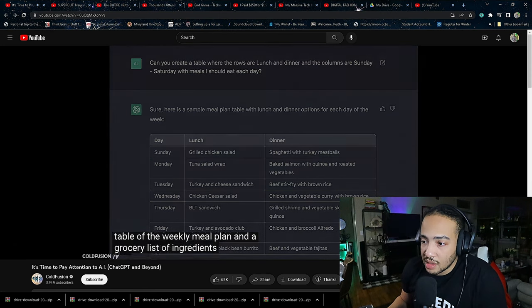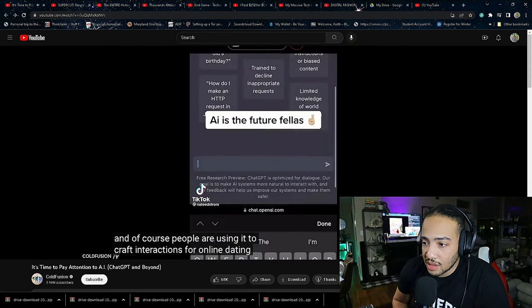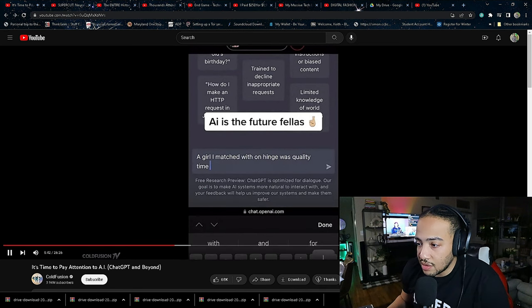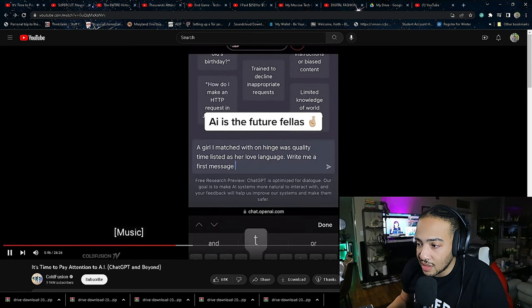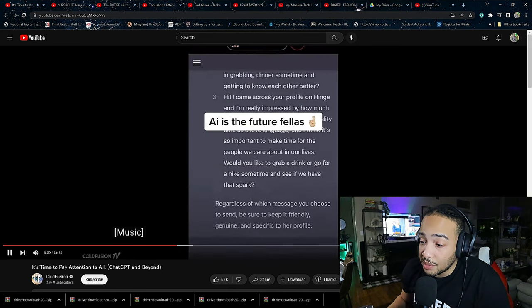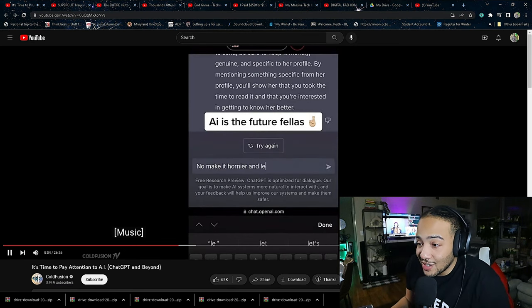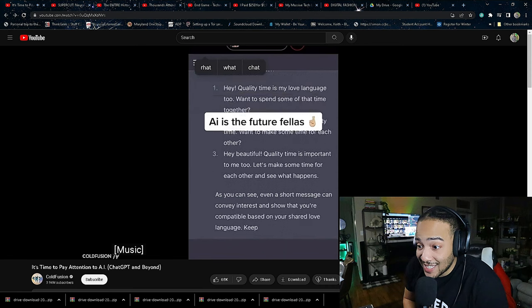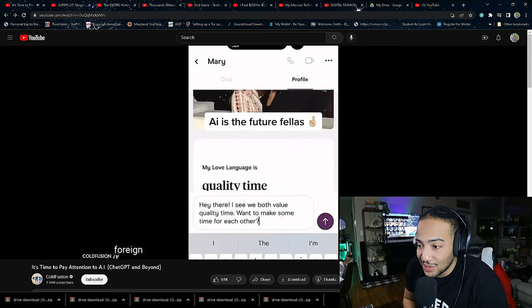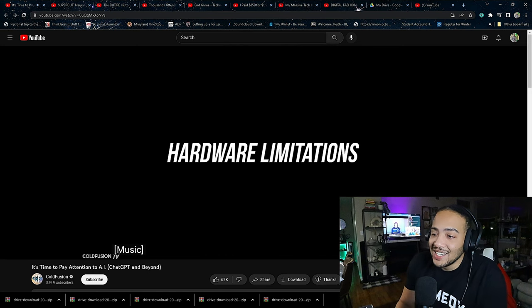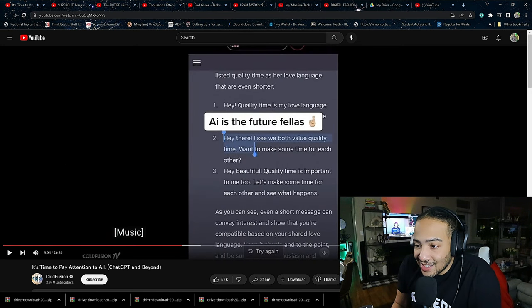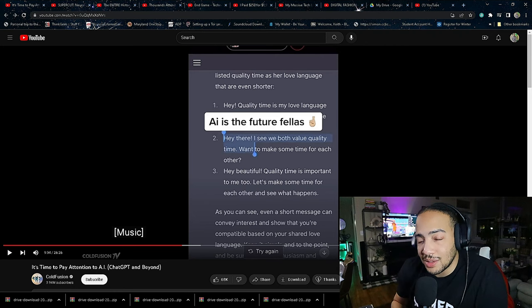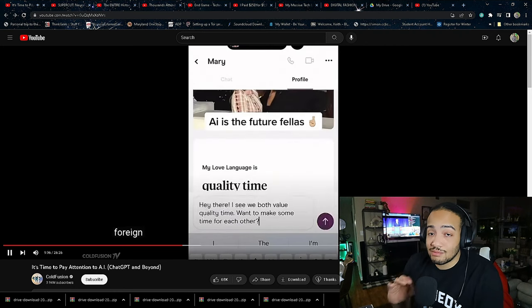And of course, people are using it to craft interactions for online dating. A girl I matched with on Hinge listed quality time as her thing, so I had it write me a message that I can send her. No, make it hornier and shorter. Jesus, shorter than that? Homeboy's going with two? Oh my god. And it said, hey there, I see we both value quality time. Want to make some time for each other? Perfect.